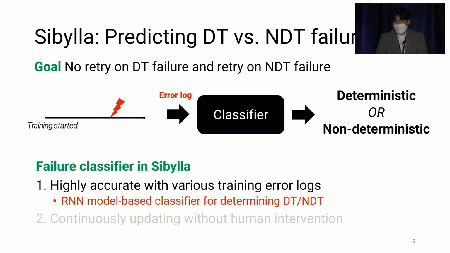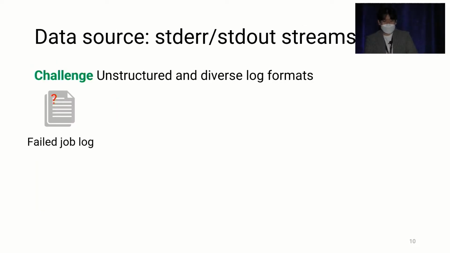Given this opportunity, for the rest of the talk, I will cover the two design goals in more detail. First, how to build an accurate classifier. While there are several possible ways to construct a classifier, we employ an RNN model-based classifier as it is more amenable to determining DT or NDT failures from textual job log information. We use the standard error stream of training jobs, directed into stdout and stderr log files. As explained in many preceding researches, every software stack uses these logs to record execution status and error-related information. And DL training workload is no exception in this part.